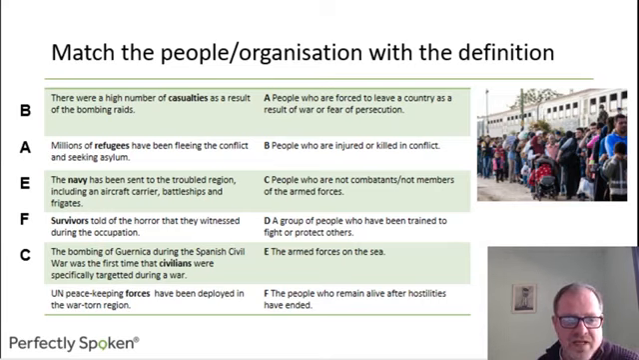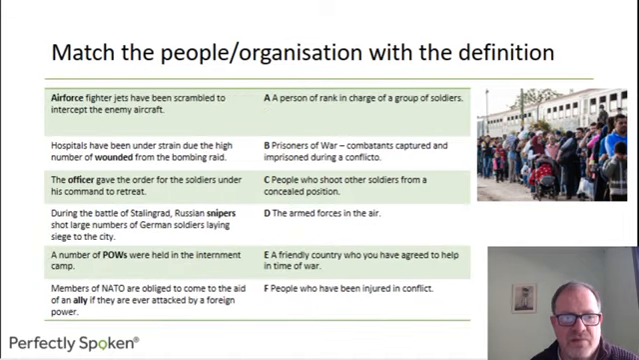Well, of course, forces is D, a group of people who've been trained to fight or protect others. You can have peacekeeping forces, armed forces, security forces, etc. It collocates with lots of different words. Okay, moving on. Air Force fighter jets have been scrambled to intercept the enemy aircraft.